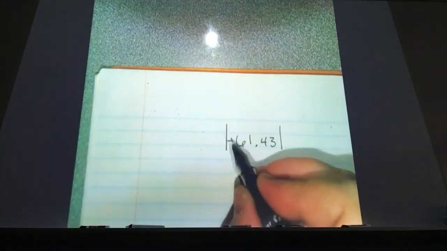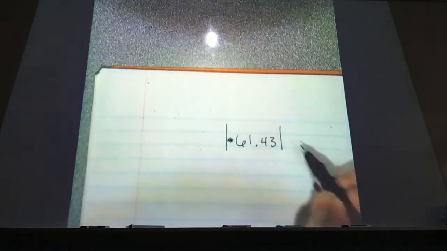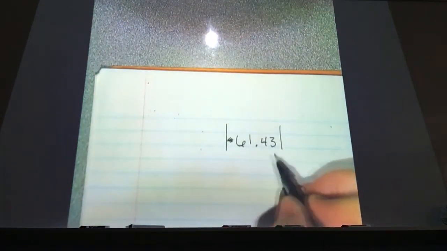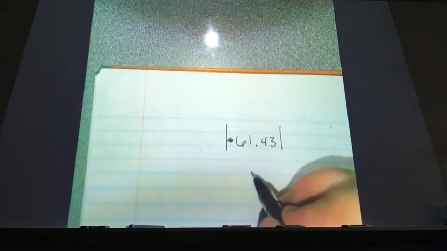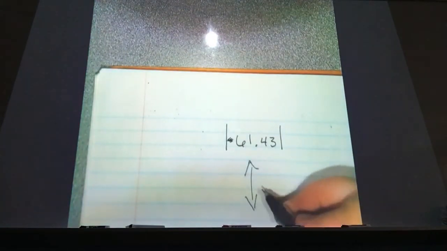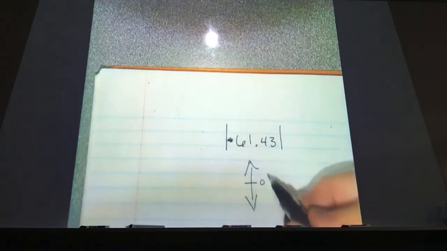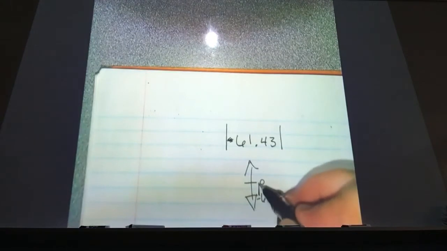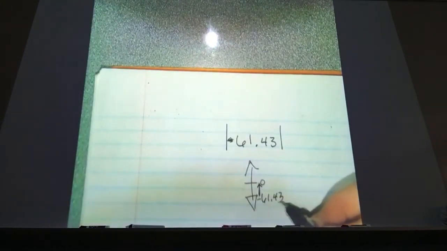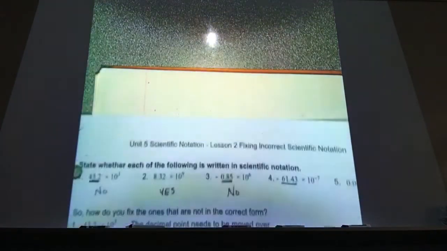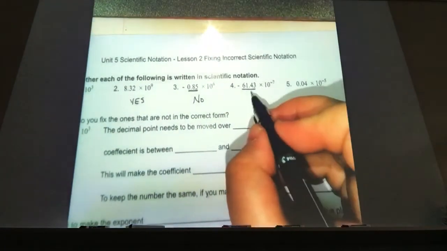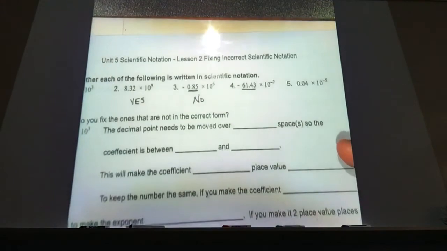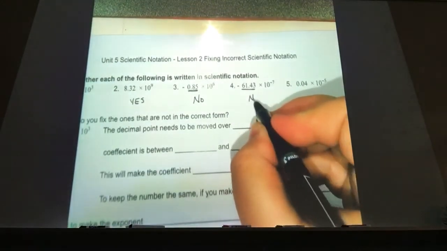All that means is you're going to ignore this negative, and the absolute value is how far it is from 0. Well, if we are on a number line like this, and 0's in the middle, and we go down to negative 61 and 43/100, how far is it from here? Well, it's 61 and 43/100 from here. So it's always going to be positive. So, is 61 between 1 and 10? No. So that one's out.